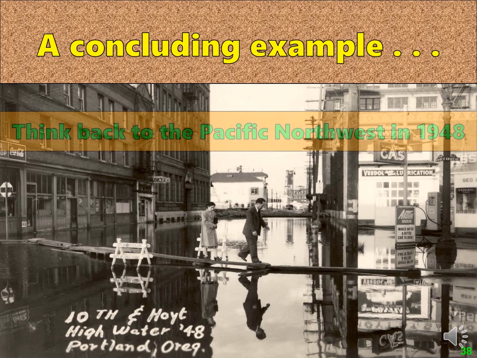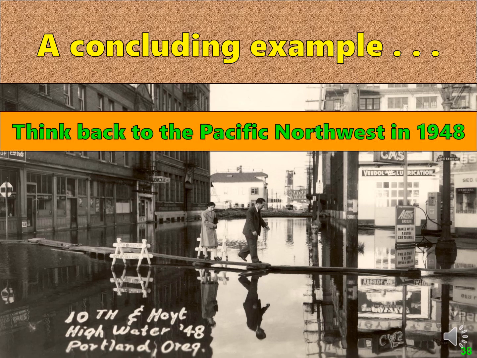Let me conclude with an example. Think back to the Pacific Northwest in 1948. The area had a big flood, up and down the coast all the way from British Columbia to Northern California. These big floods happen about every 30 or 40 years. They're not the routine decadal floods, but really big ones.